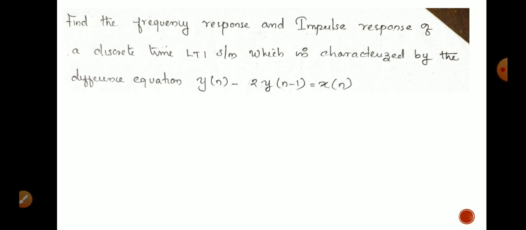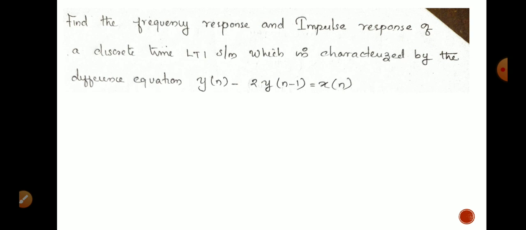Our next question is to find the frequency response and impulse response of a discrete time LTI system which is characterized by the difference equation y of n minus 2 y of n minus 1 equal to x of n. Here we have the difference equation y of n minus 2 y of n minus 1 equal to x of n for a discrete time LTI system. To find the frequency response and the impulse response of this system, we have to find the discrete time Fourier transform of this difference equation.